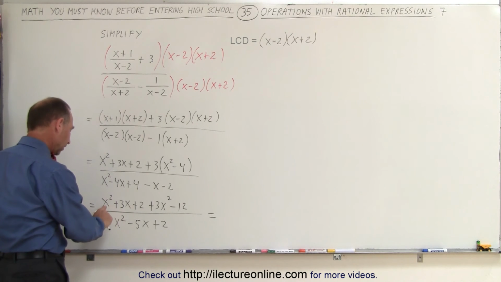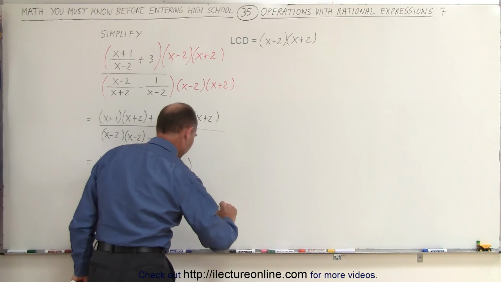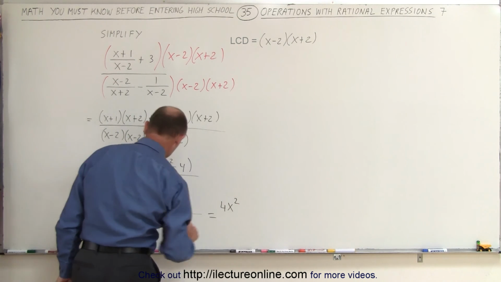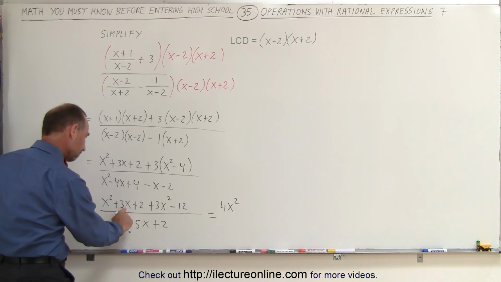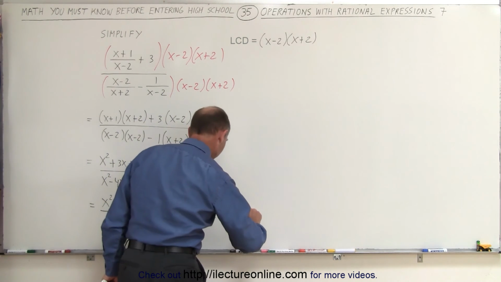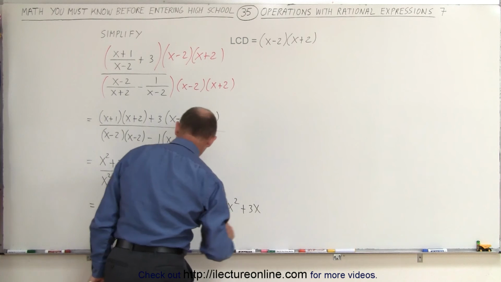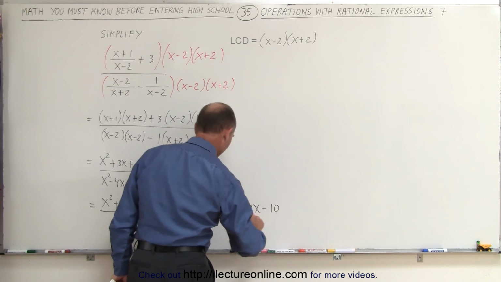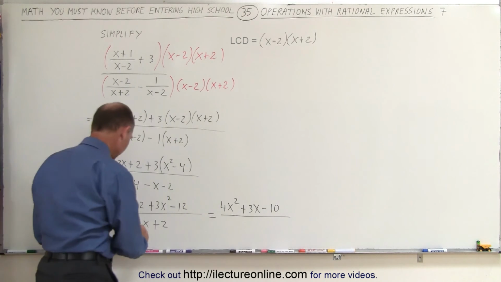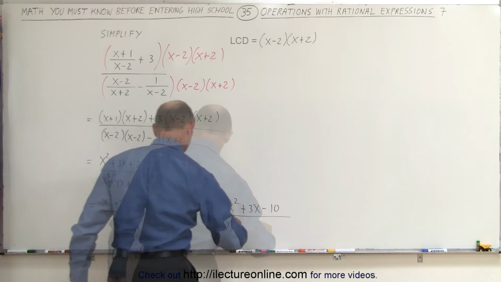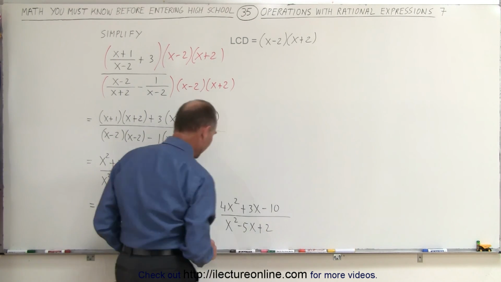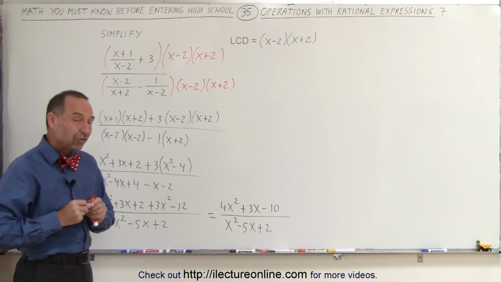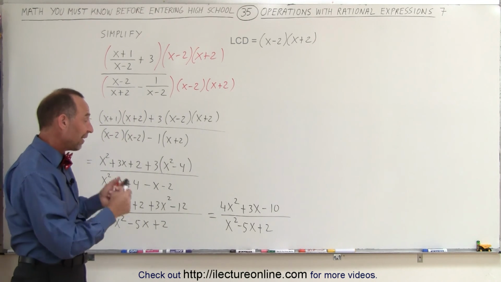So first of all, we have an x squared and a 3x squared, which gives us 4x squared. We have a 3x. That's the only term with an x in it, so plus 3x. And then finally, plus 2 minus 12 gives you a minus 10. So we divide that by the other denominator, x squared minus 5x plus 2. And then the only thing we potentially could do, if possible, is factor that out.